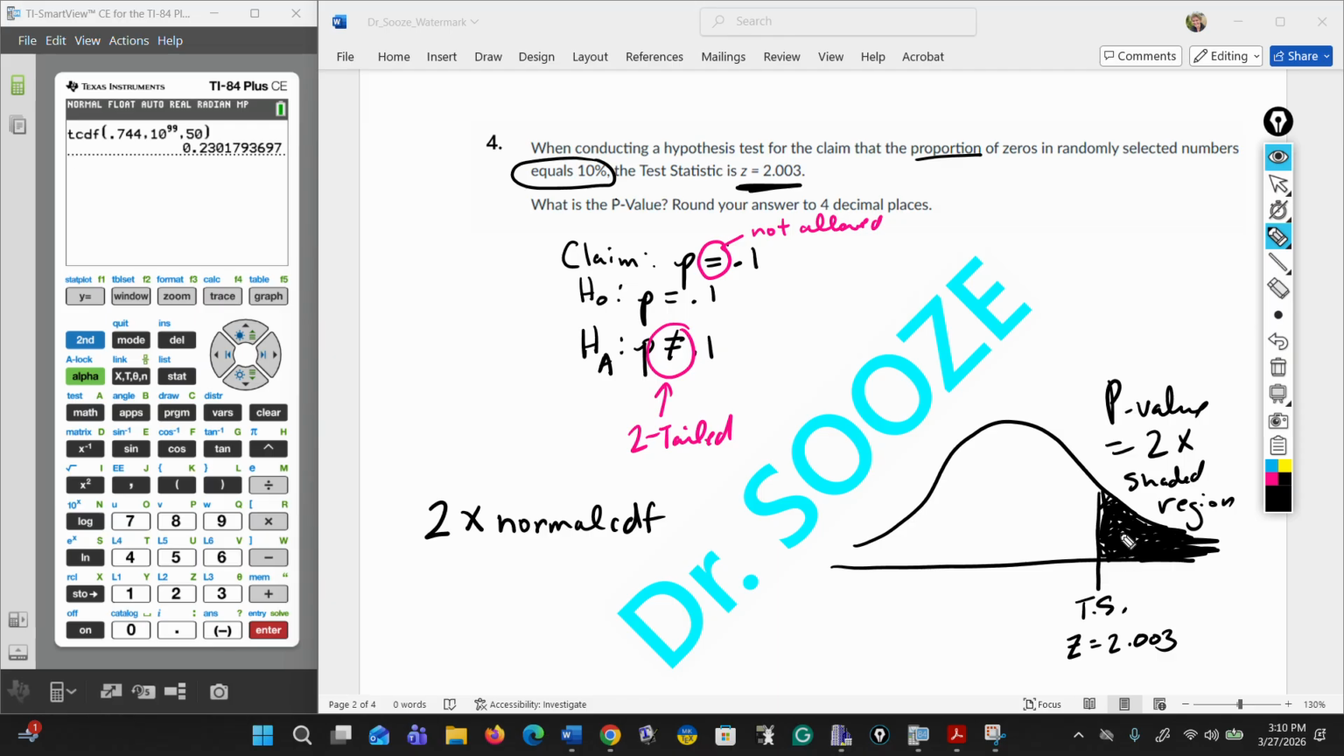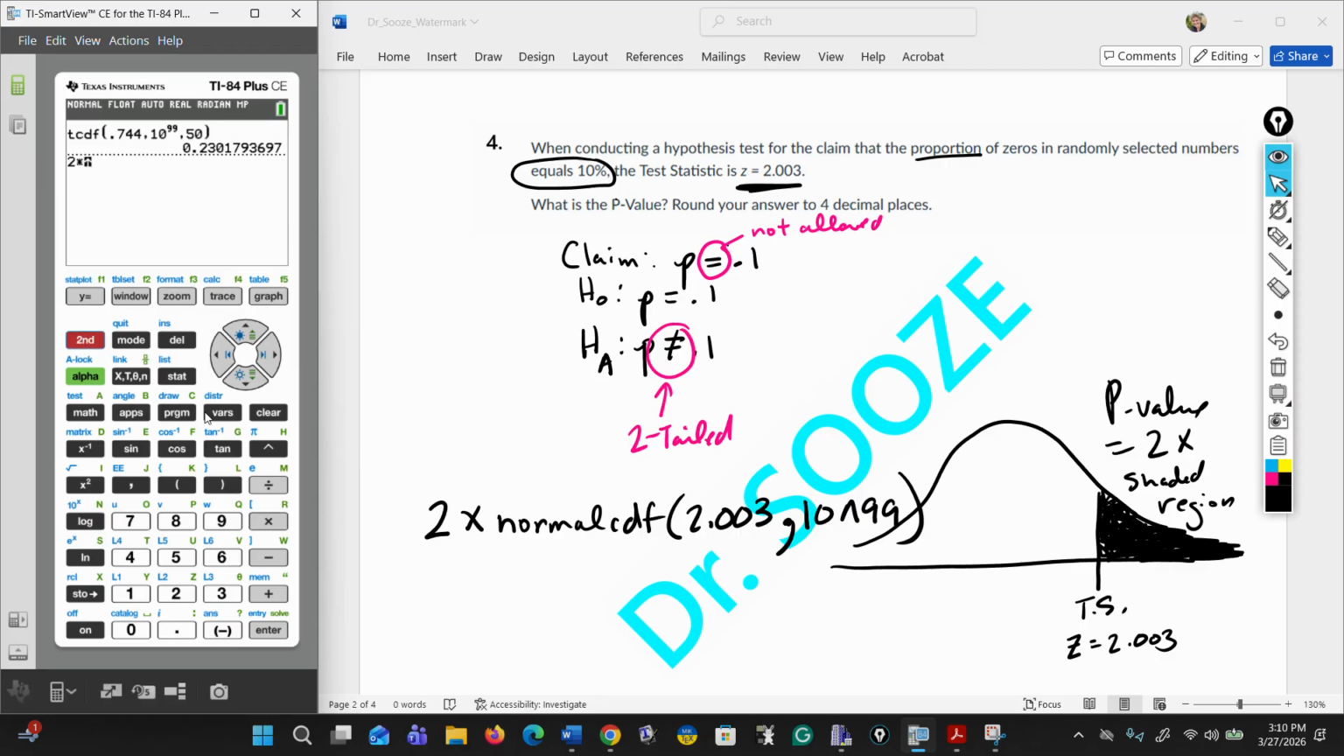And if I go from left to right, my left limit here is z-score of 2.003, and there's technically no right limit. That keeps going off to infinity, but I'm just going to put in a really big number. And of course, with the z-score, that's all we need. We only need degrees of freedom if we're talking about t-scores. So I'm going to put that into my calculator now, 2 times.